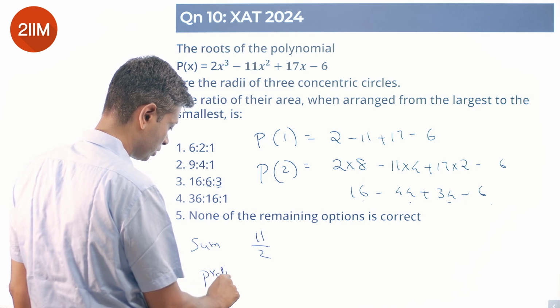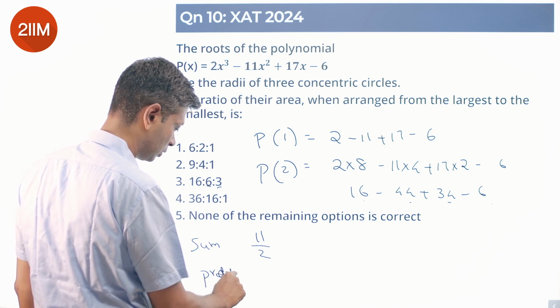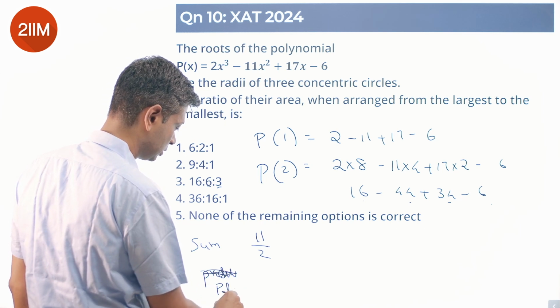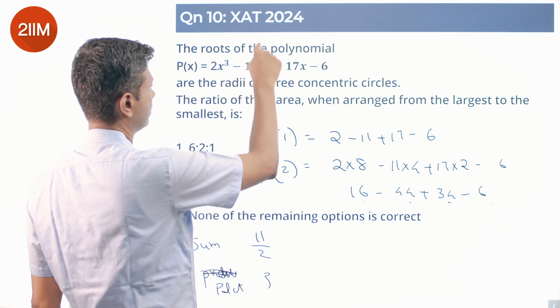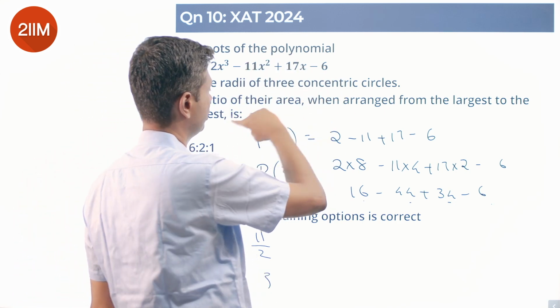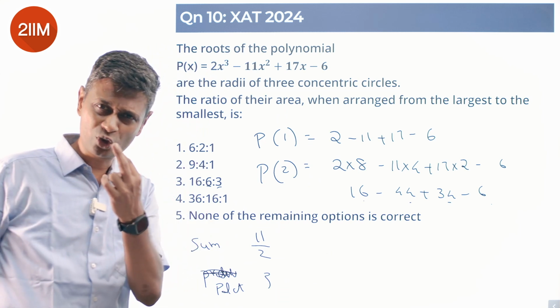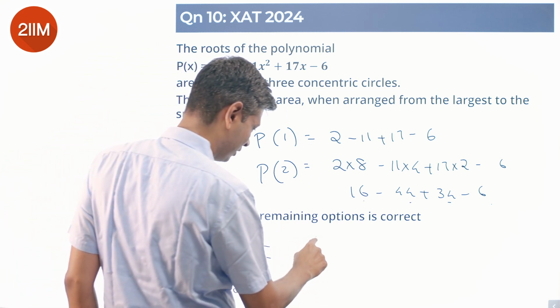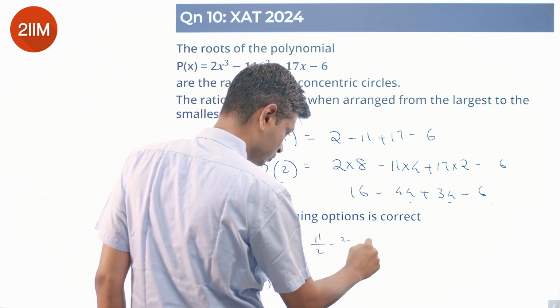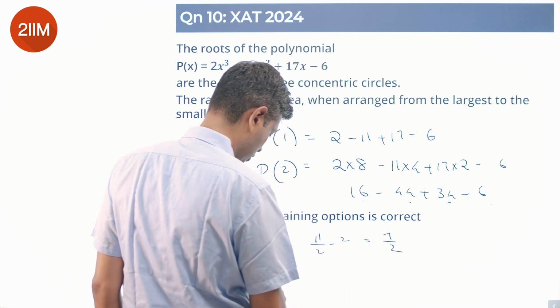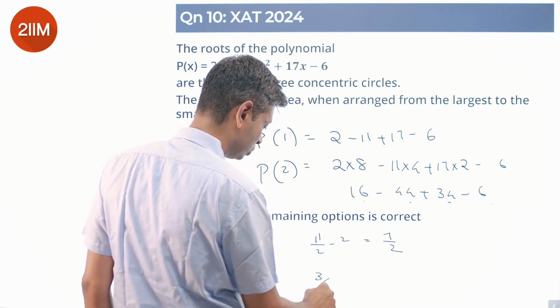Product of the roots is 3. One of the roots is 2. So from 11 by 2, subtract 2. This is 7 by 2. From 3, divide by 2. This is 3 by 2.